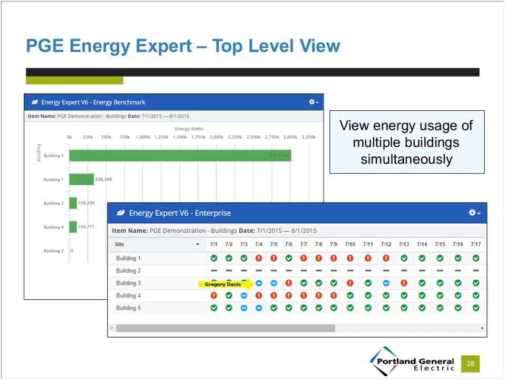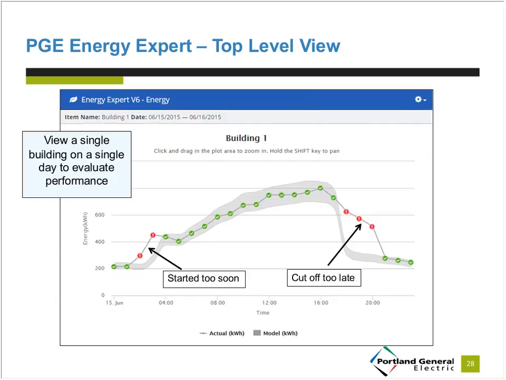And it makes a little more sense on the next chart, which shows you, instead of a top-level view where we're looking at multiple buildings, a single building over a single day. In this particular case, we're looking at Building 1 for this day, June 15th, and you can see what the profile is.